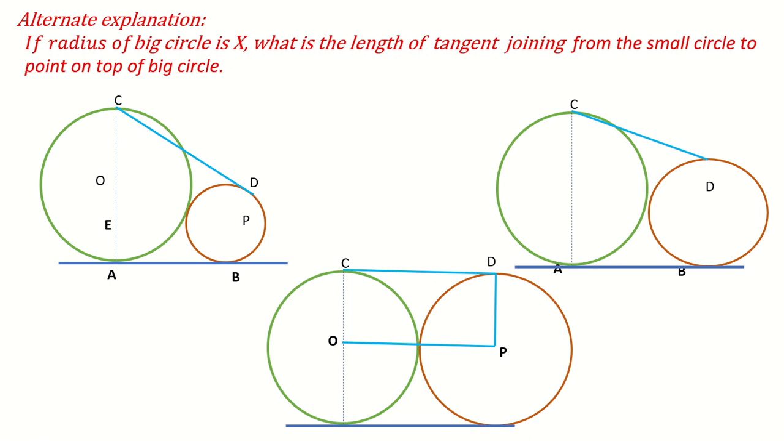So you don't need to solve all this. Once you know that in this equation CD is independent of smaller circle radius, you can always say it is double the radius of bigger circle, right? Hope you understand the alternate way and this problem.